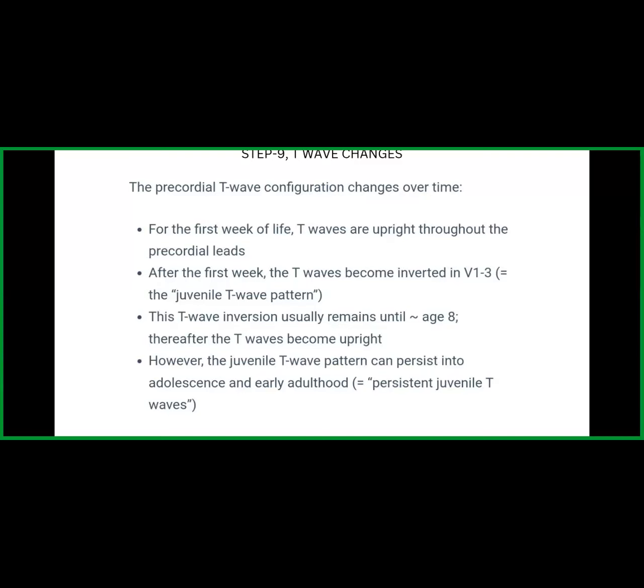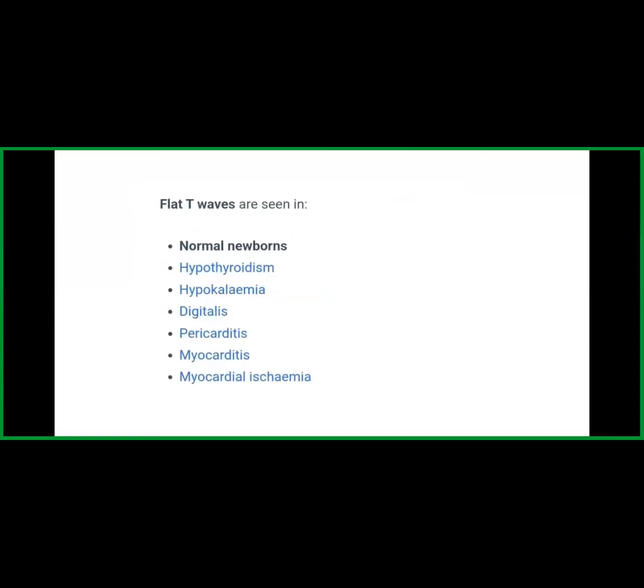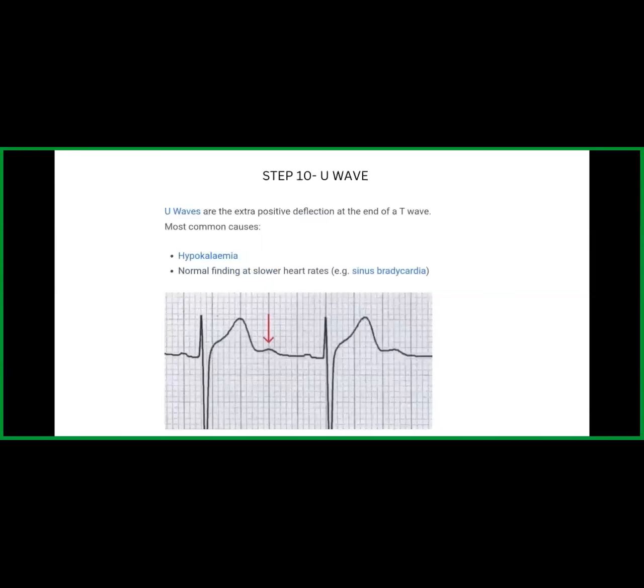Understand this, that there will not be any cardiac compromise state, then only we say that this is persistent juvenile T wave changes and nothing else. Tall peaked T waves are seen in hyperkalemia, left ventricular hypertrophy, or benign early repolarization. We are going to go ahead, and in subsequent webinars, we are going to talk about all these abnormal conditions. Flat T waves are seen in certain electrolyte imbalances like hypokalemia, in hypothyroidism, in normal newborns, in pericarditis, myocarditis, also in myocardial ischemia in adults.